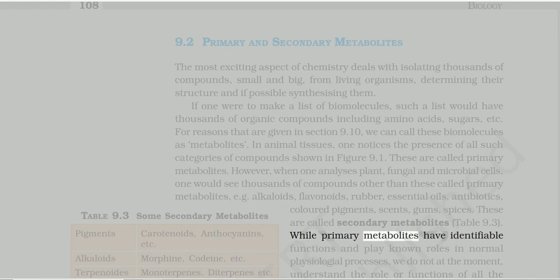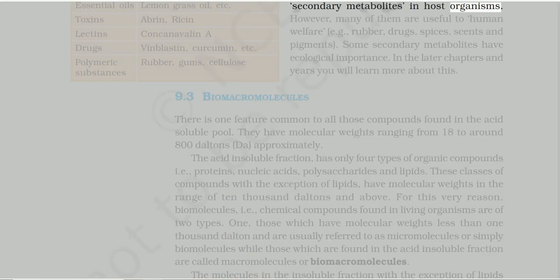While primary metabolites have identifiable functions and play known roles in normal physiological processes, we do not at the moment understand the role or functions of all the secondary metabolites in host organisms. However, many of them are useful to human welfare, e.g., rubber, drugs, spices, scents and pigments. Some secondary metabolites have ecological importance. In the later chapters and years you will learn more about this.